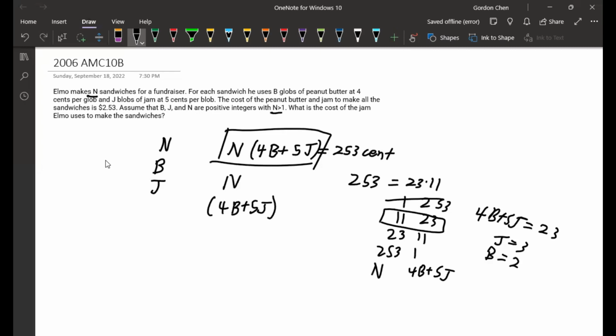So the jam is 3. So we have 3 times 5 times, and then the amount of sandwiches is 11. So that's 165. So 165 cents or $1.65.